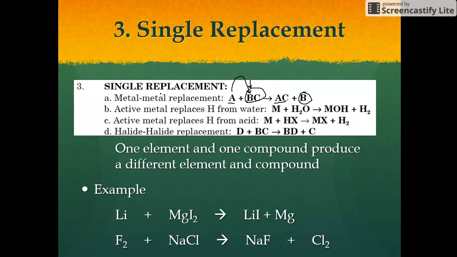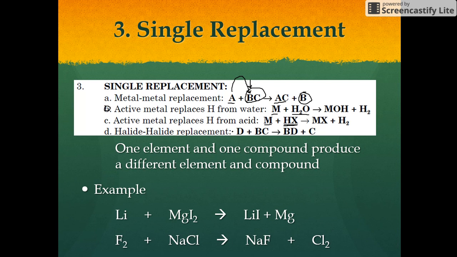This first type is a metal-metal, so that means that A has to be a metal and it replaces B, also a metal. In the B option, there's active metal. There's metal, replaces H from water. There's my water. And option C, active metal, here's my metal, replaces H from acid. Well, HX means that there's an H at the beginning. X can represent anything. So that is an example of an acid. Option D is halide. Halide, you've heard of the word halogen before. Well, halide's the same thing as halogen.